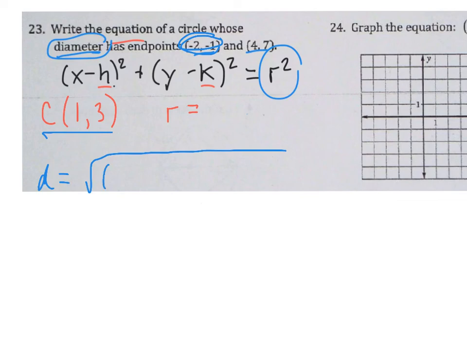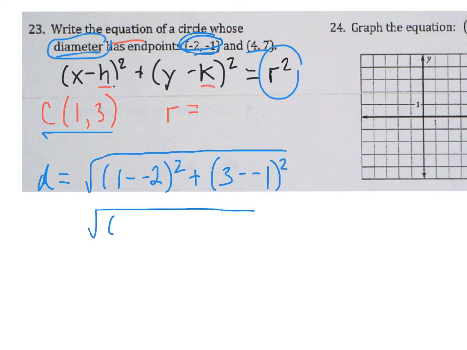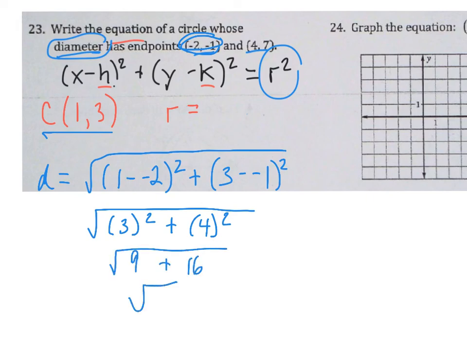So it's going to be x2 minus x1 squared, and then I'm going to have y2 minus y1 squared. Both of them are double negatives in there, so they're going to turn to positive. So we're going to have 3 squared plus 4 squared. You can already see where this is going because it's going to be one of my triples, which tells me that my radius is 5.